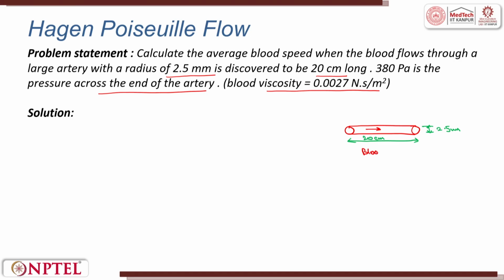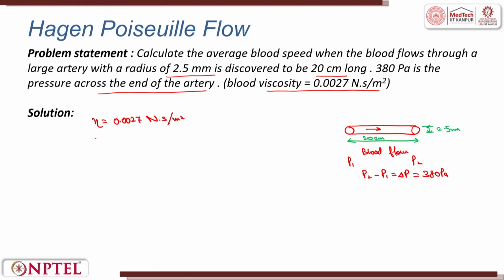Blood flows with a pressure across the artery ends, from the start and the end of the artery. If this is P1, this is P2, we have P2 minus P1, which is delta P. This is equal to 380 pascals. Blood viscosity is also given. Putting down all the given variables, eta, that is blood viscosity, is equal to 0.0027 newton seconds per meter square.